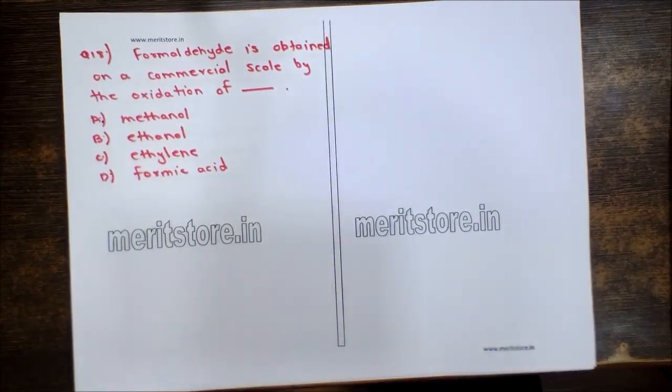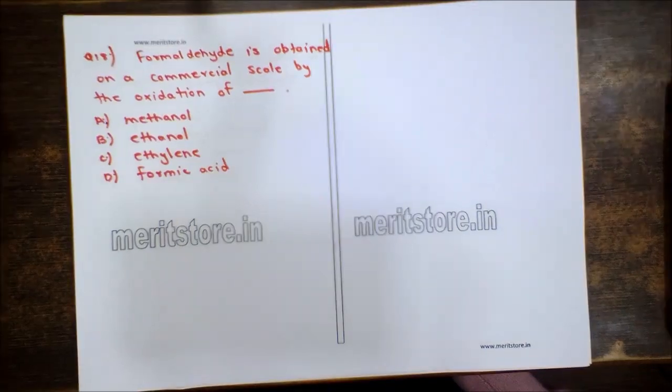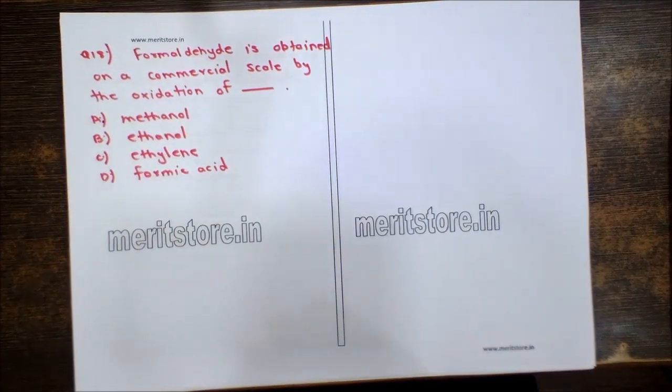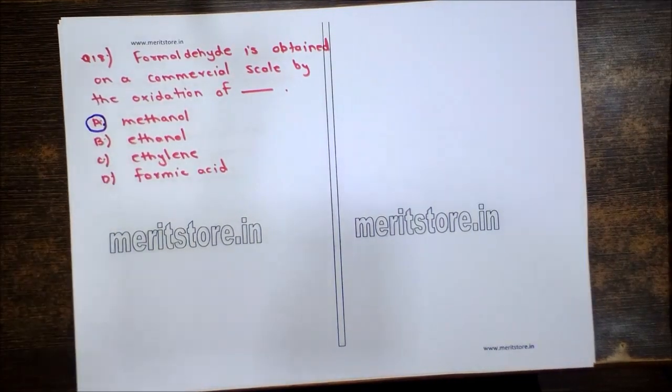Question 18. Formaldehyde is obtained on commercial scale by the oxidation of A. methanol, B. ethanol, C. ethylene, D. formic acid. Formaldehyde on commercial scale will be obtained by methanol. Option A is my correct answer.